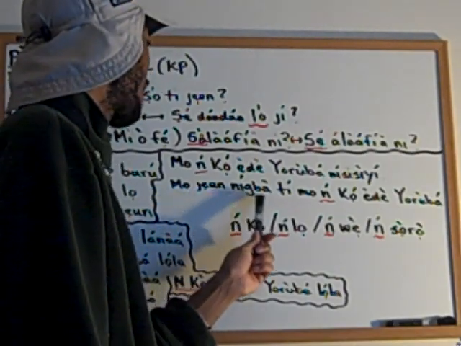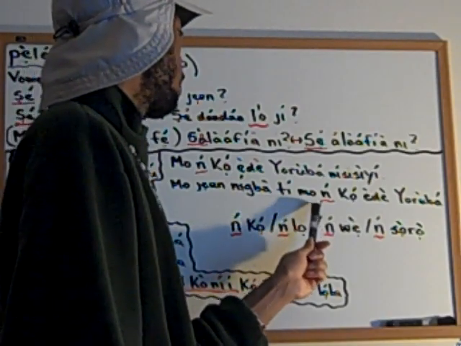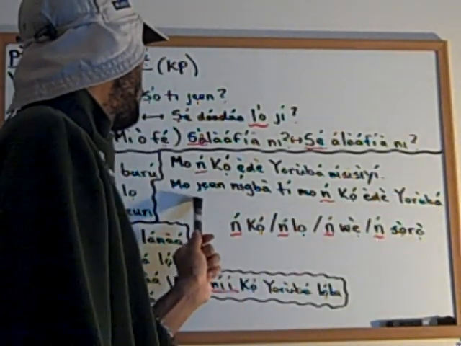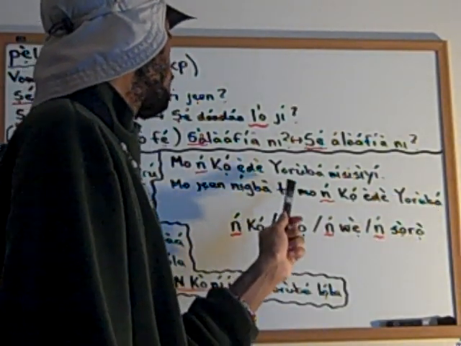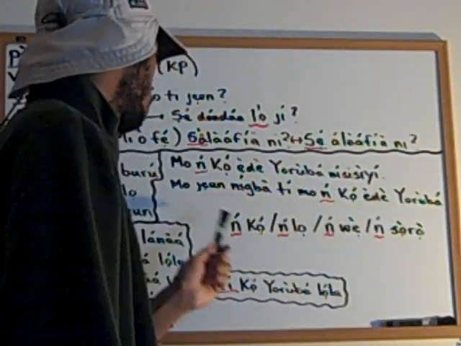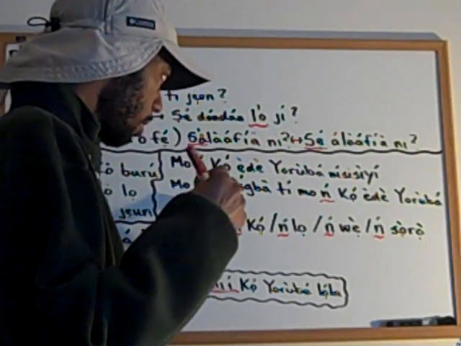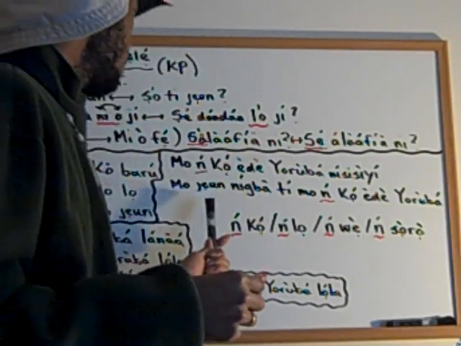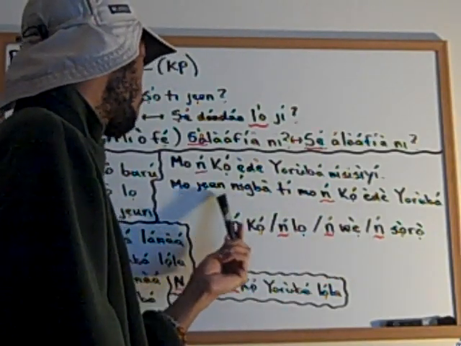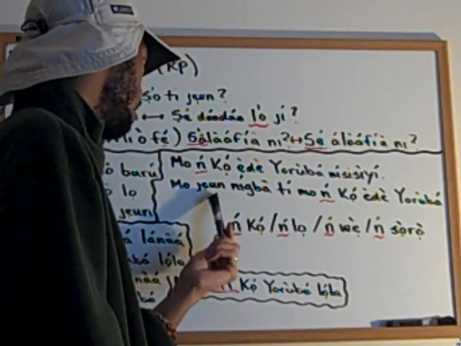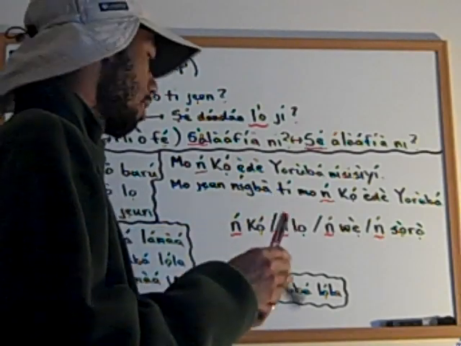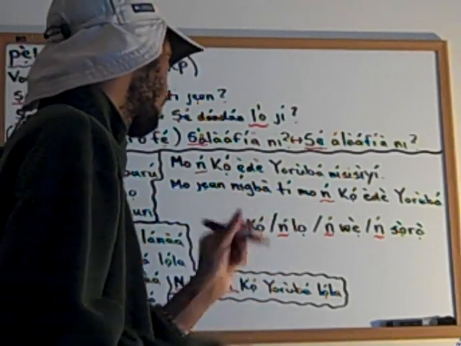Mo jeun nigbati mo nko ede Yoruba. So this is, let's see, I ate when I was studying Yoruba. So mo jeun, again, this is the verb to eat, and it's here just for past tense. Mo jeun, I ate.